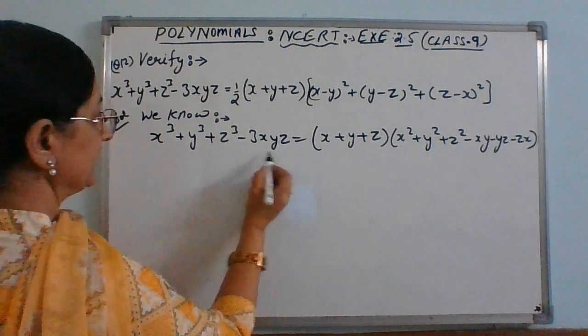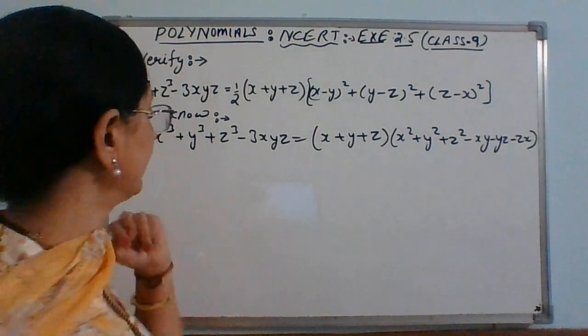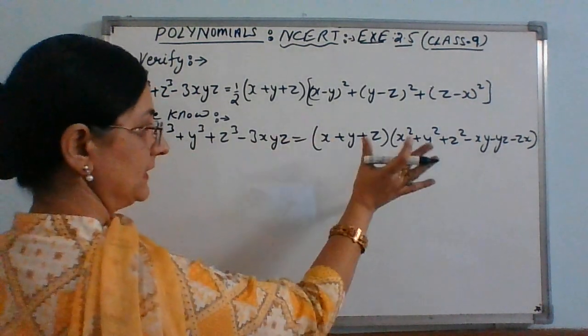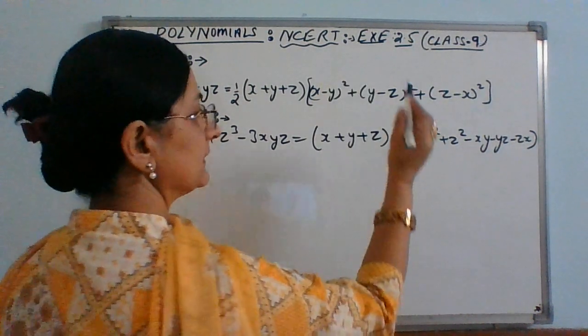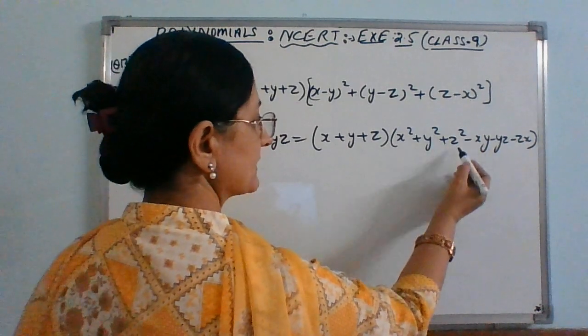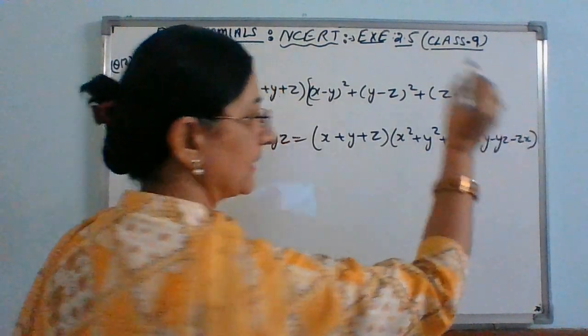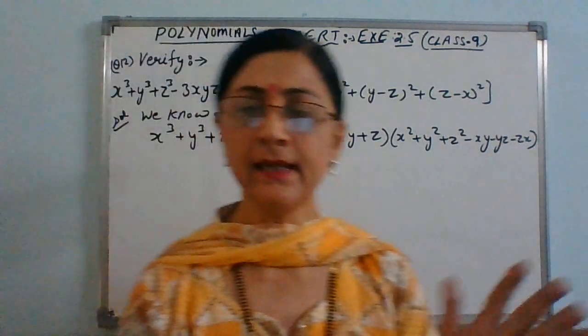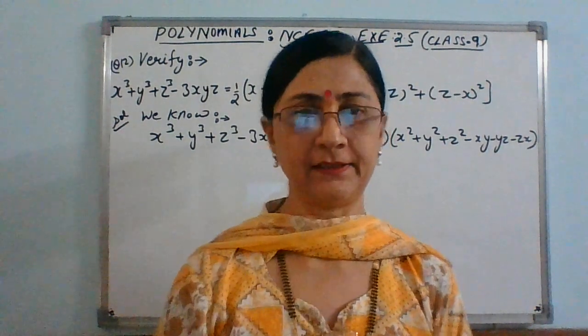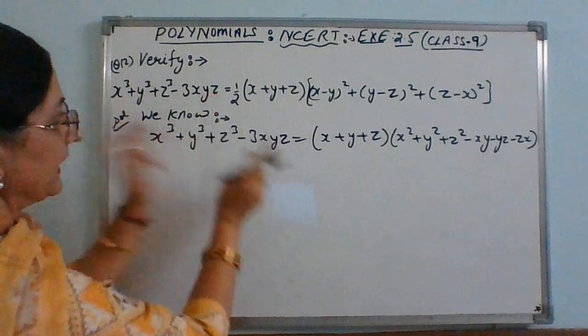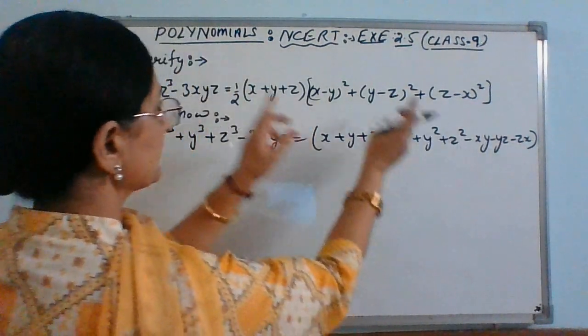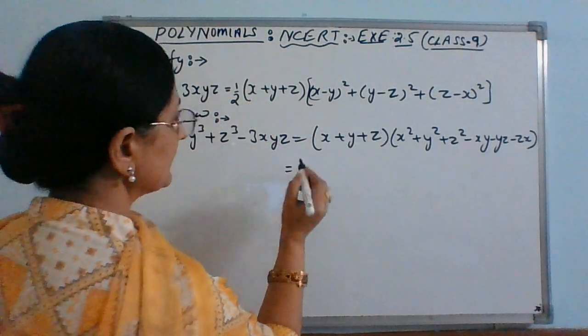This is the identity: x cube plus y cube plus z cube minus 3xyz is equal to, in one bracket x plus y plus z, in the other bracket x square plus y square plus z square minus xy minus yz minus zx. This is an identity and I'm going to start from the identity only, right? So LHS here is the same. I need to prove this. I need to modify this to make it this, right?